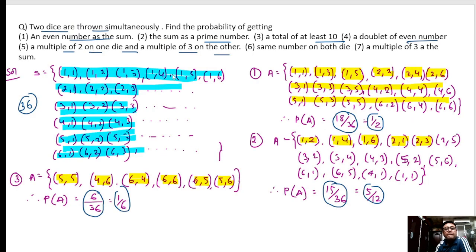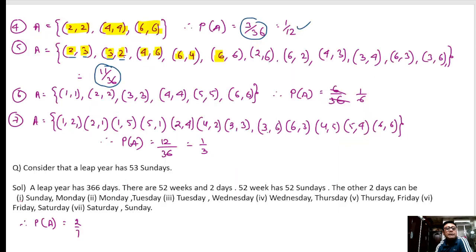Next, same number on both dice. So how many options are there? Same number on both dice. So these are the options. Same number on both dice, that means doublet. So there are 6 options, and 6 by 36 is 1 by 6.